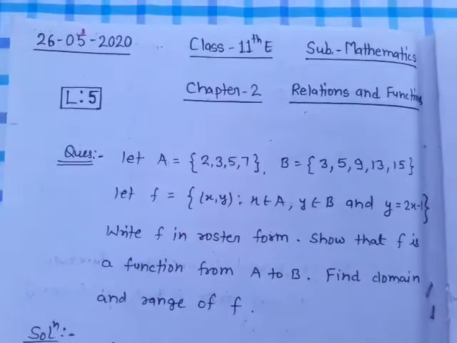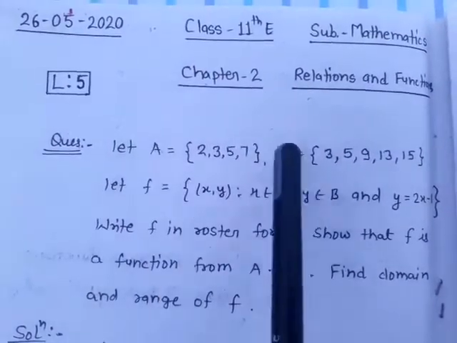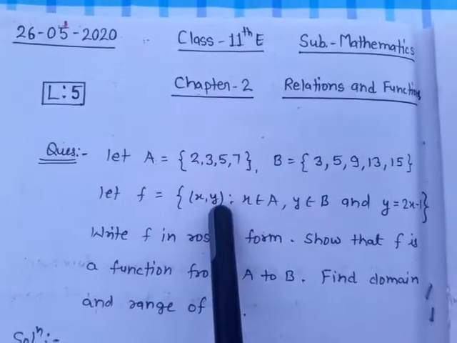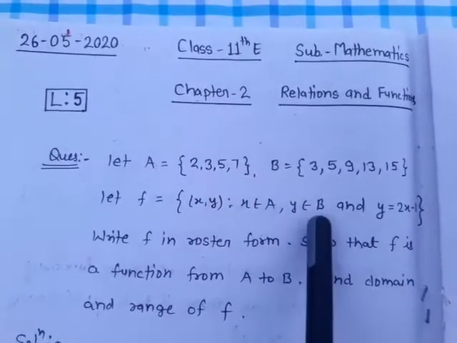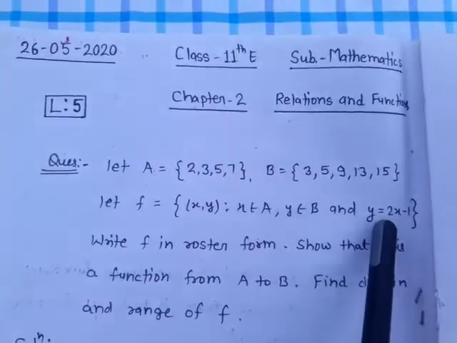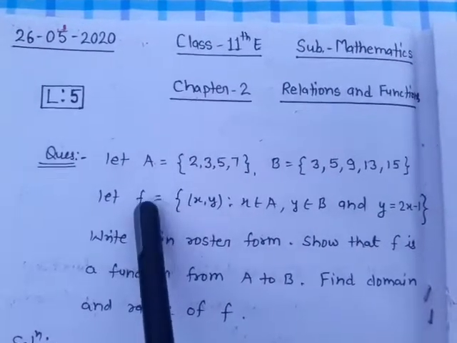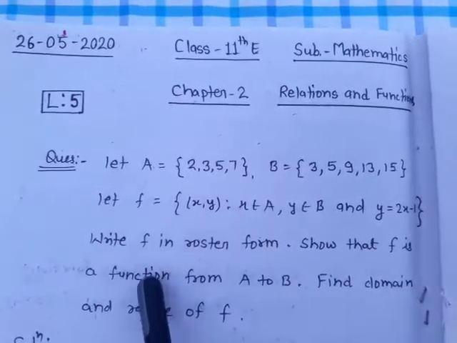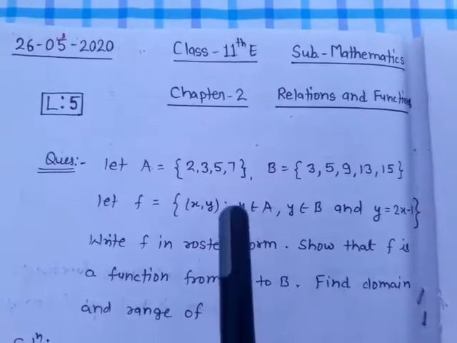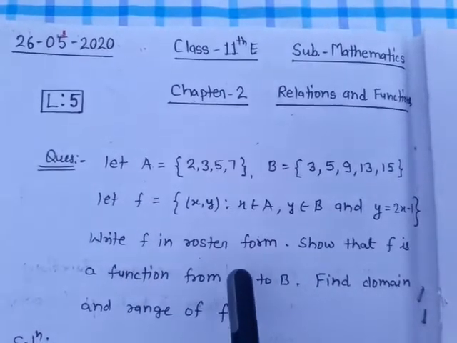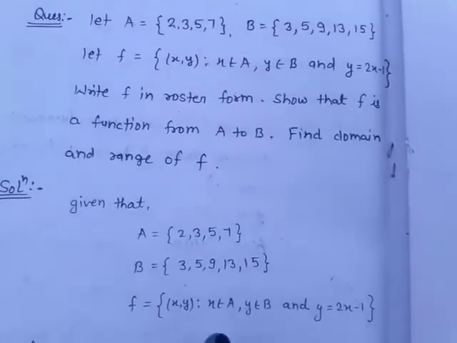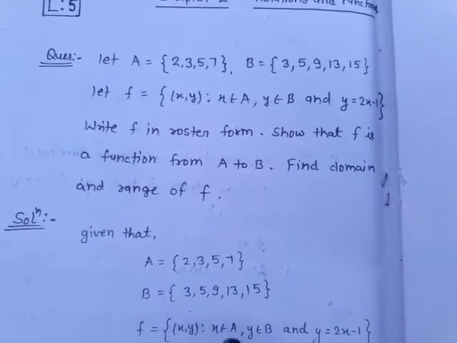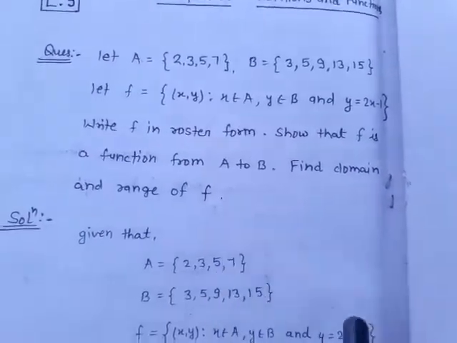In this question, two sets are given, set A and set B, and a relation F is given in ordered pairs (x, y), where x belongs to A, y belongs to B, and y = 2x - 1. Write this F in roster form so that this F is a function from A to B, and also find the domain and range of this F. First of all, we write what is given: A is equal to this, B is equal to this, and F is equal to this. These three are given in the question.